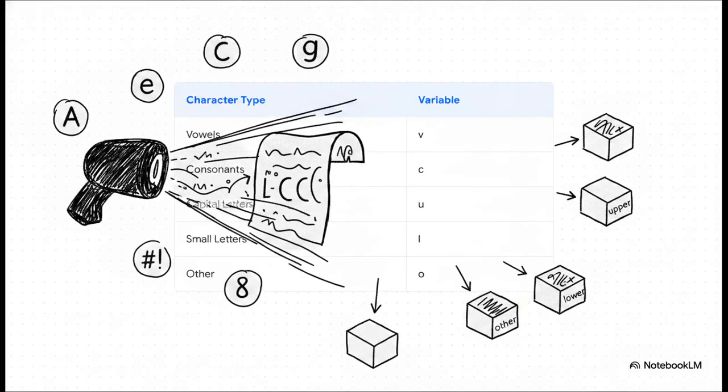In the next experiment, the script essentially acts like a high-speed scanner. It reads the whole file as a giant string and utilizes built-in string methods, things like .isalpha, .islower, and .isupper, to categorize and tally every single character into specific buckets. Vowels, consonants, capital letters, they all get sorted into this very tidy table format in the background.